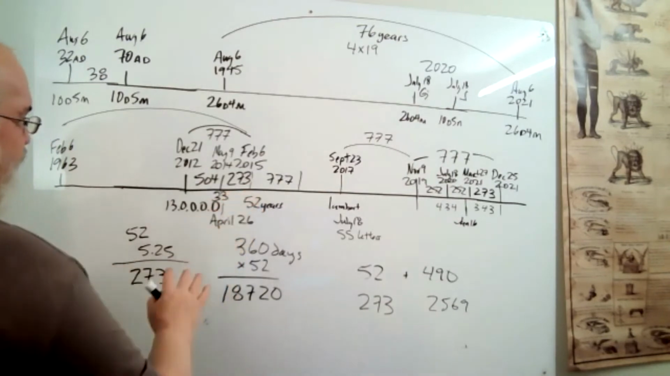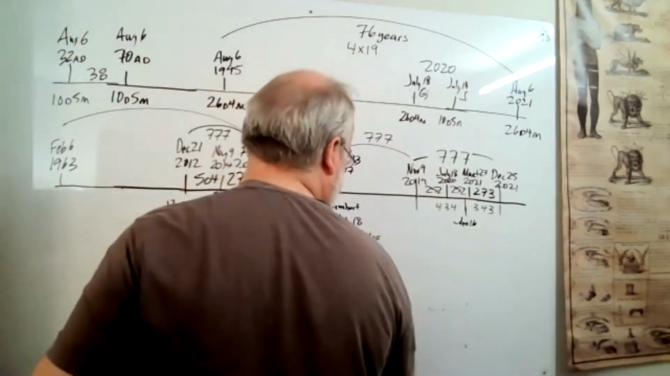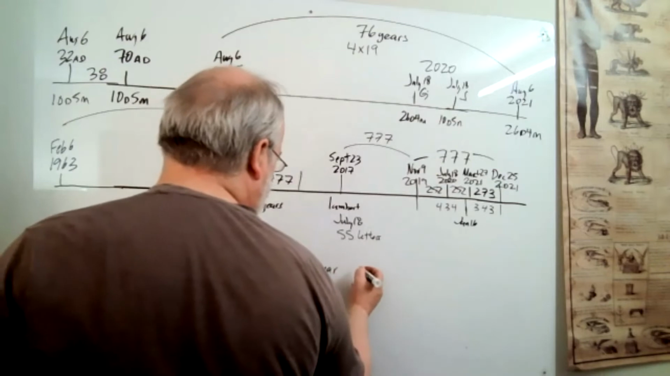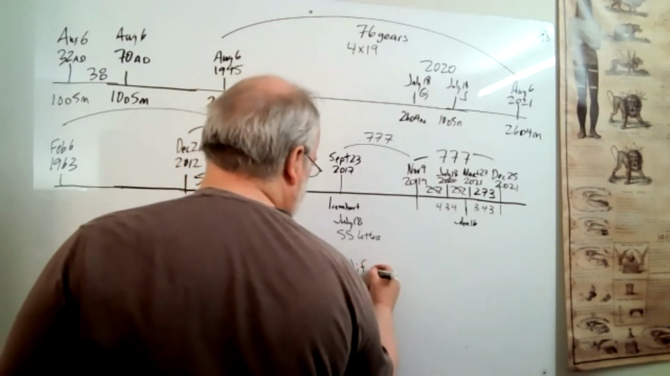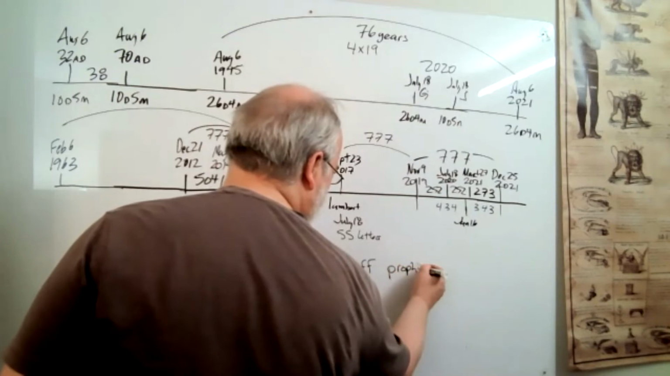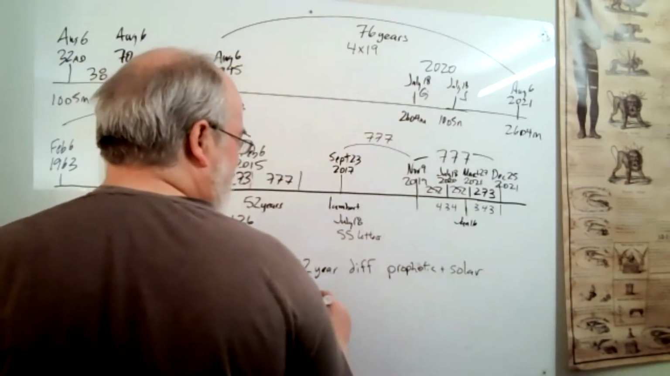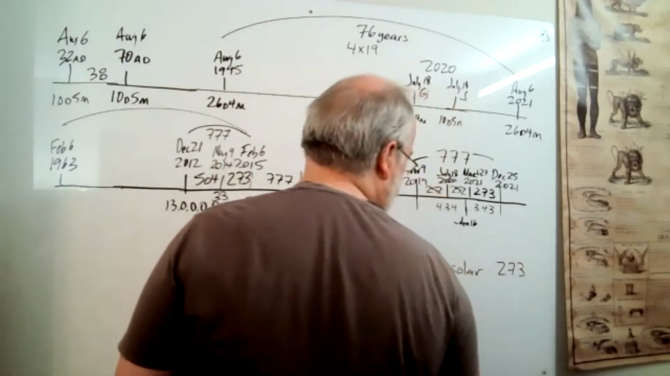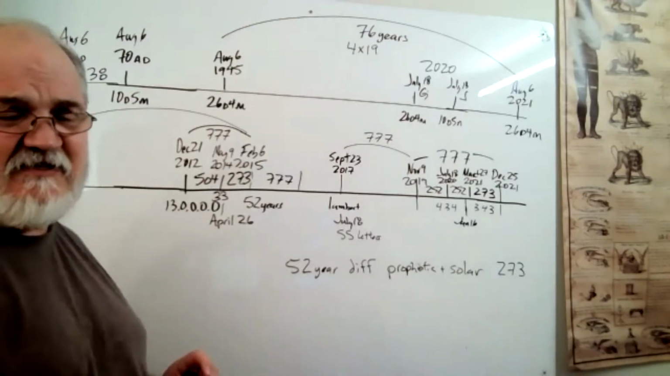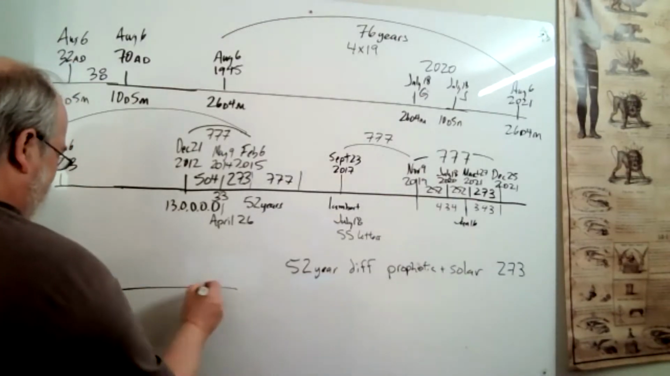The main thing that I wanted you to see is this 273. Now, this 273 is a difference between what? If I have 52 years, it's the difference between the prophetic and the solar, okay? So that difference gives us 273. Now we also find this as an interesting example in my life as well. I was born February 6th, 1963.